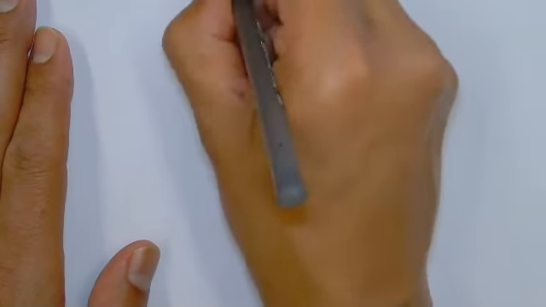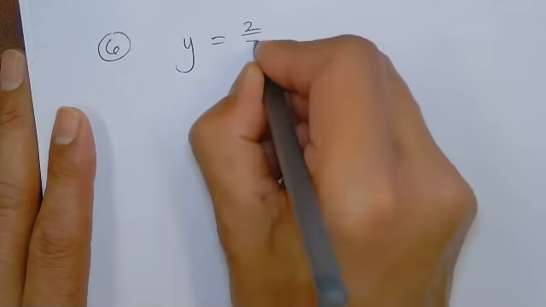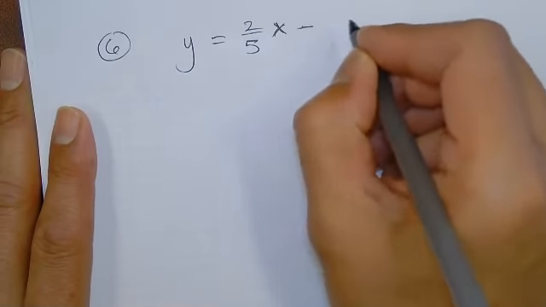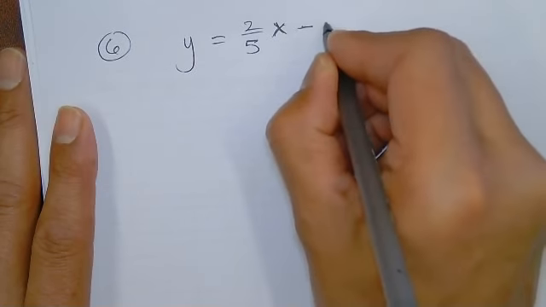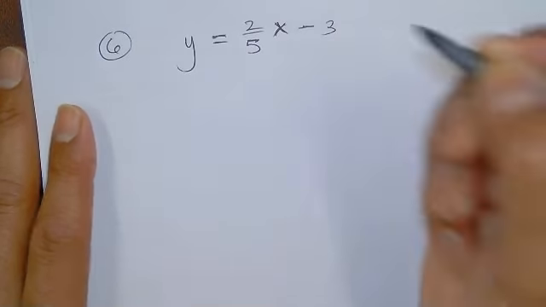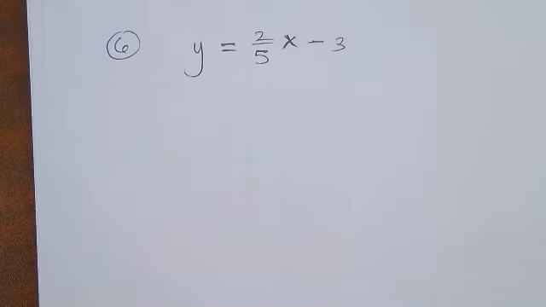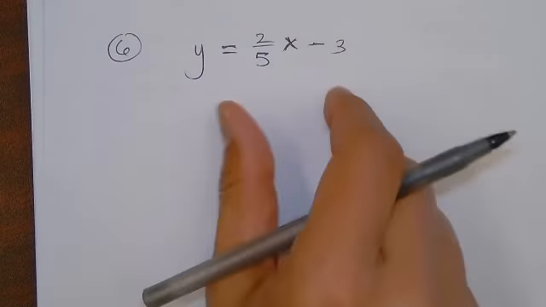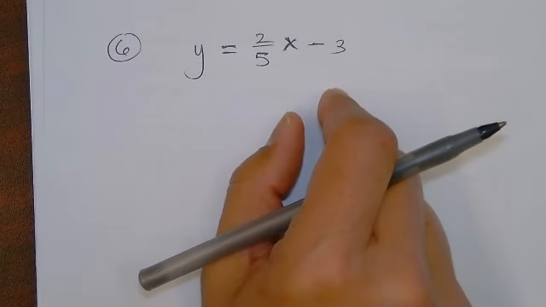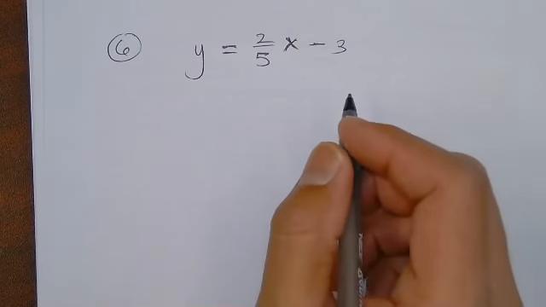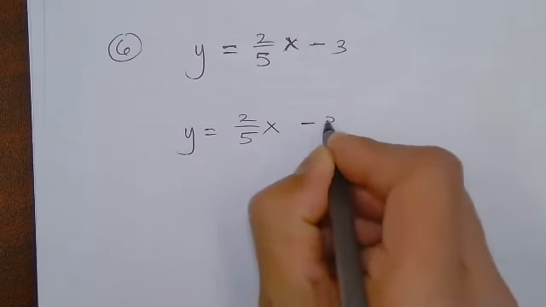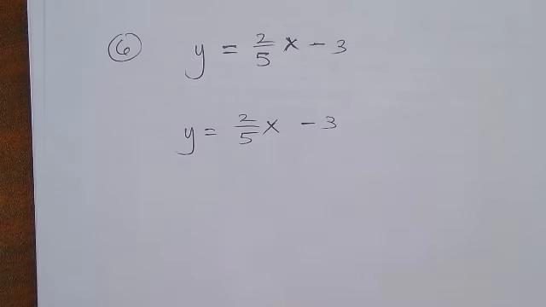6. Okay, do this one by yourself. 6. y is equal to 2/5 x minus 3. I want you to change that. That is not in standard form. That's actually in slope-intercept form. Remember when we graphed lines? We want it to look like this. I don't want this form right now. I want to convert it into standard form.